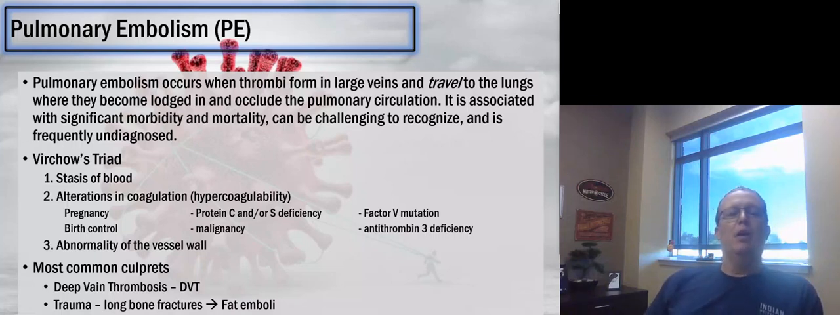The second are conditions that could alter a patient's or an individual's coagulation. All of the things listed here: protein C, protein S deficiency, pregnancy, birth control. By birth control, I'm referring to contraception, factor V mutation, antithrombin 3 deficiency, malignancies. All these can affect the coagulation of the patient. They can affect liver function. They can affect all of these components that contribute to coagulation.